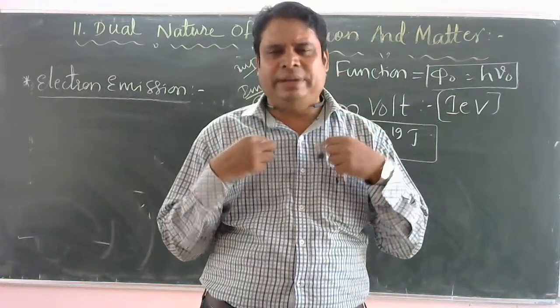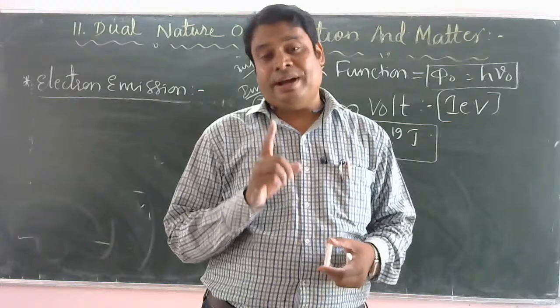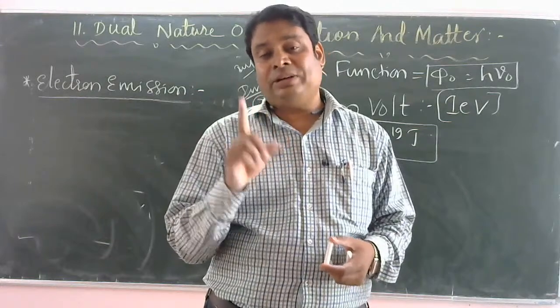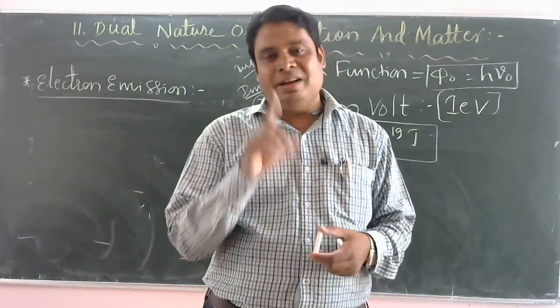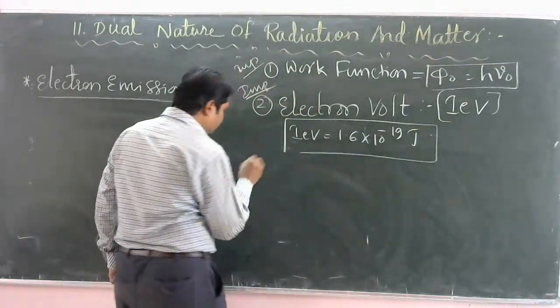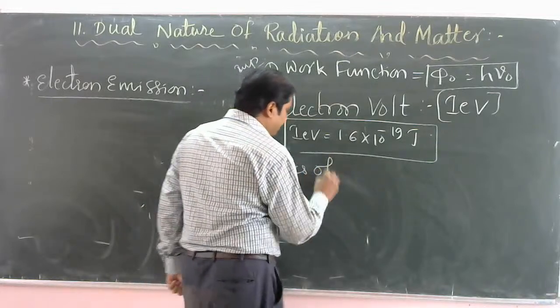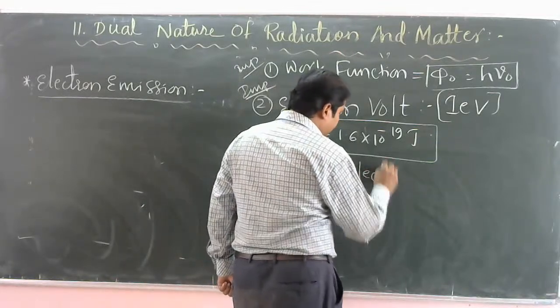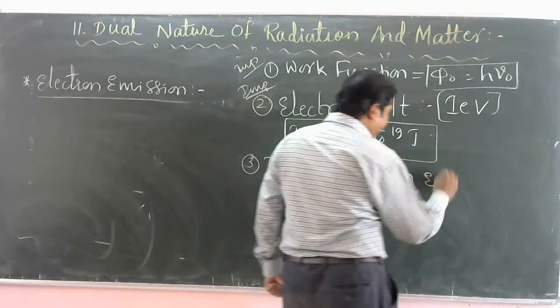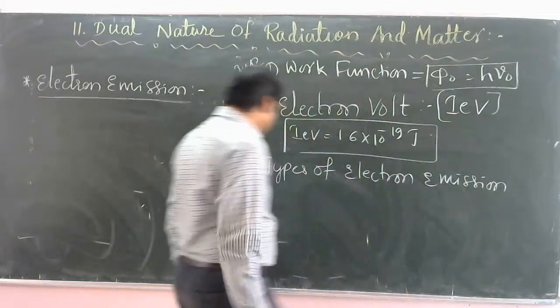What are the different possibilities to supply energy? So there are different types of electron emission. So our third concept is types of electron emission.